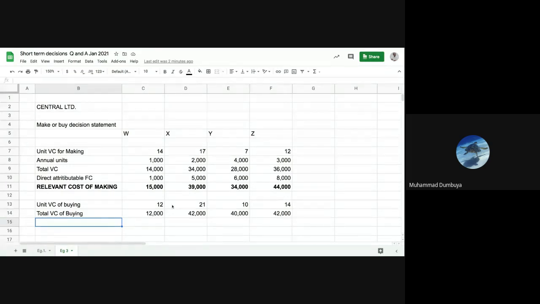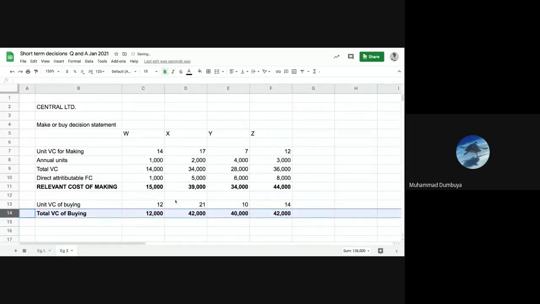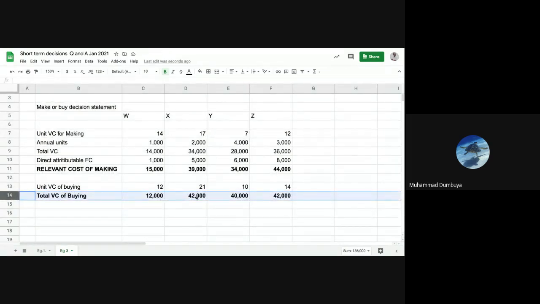Is that clear, everybody? So the total variable cost of buying is the total cost here, so we make it bold. Right. Now we're going to compare the two. We've already calculated the relevant cost of making, and we've already calculated the relevant cost of buying. Now we have to take a decision, but instead of saying make or buy, we have to find the difference between the two. So let's find the difference here.